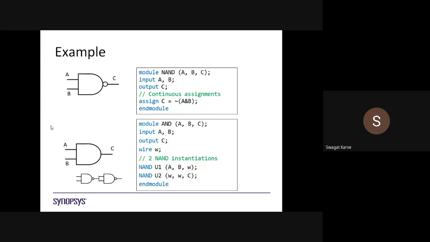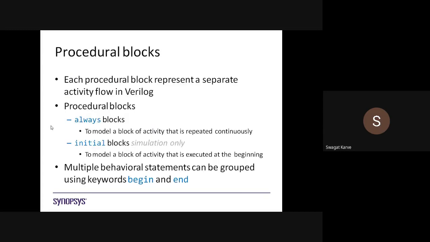Similarly, you can go through the second example. We have split that OR gate into two different NAND gates. One NAND followed by another NAND gate, and then again you can use these continuous assignment statements. So this is the example of the continuous assignment statement.